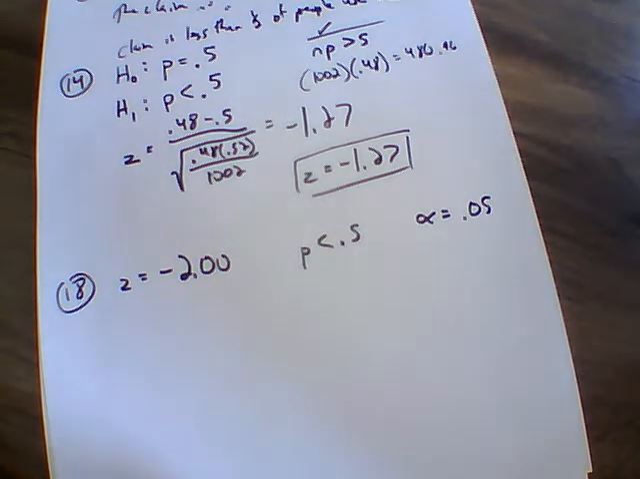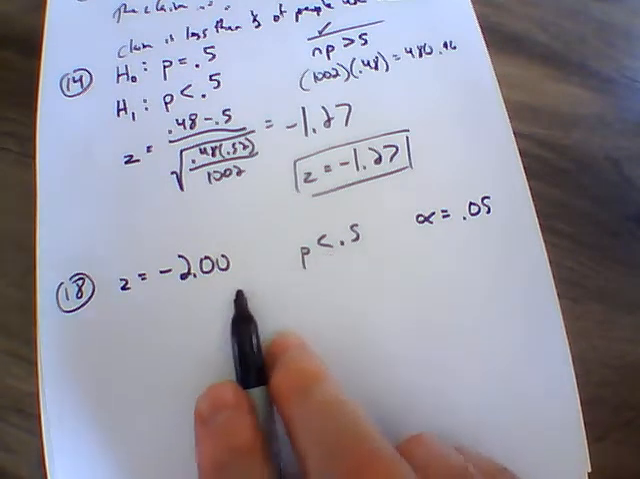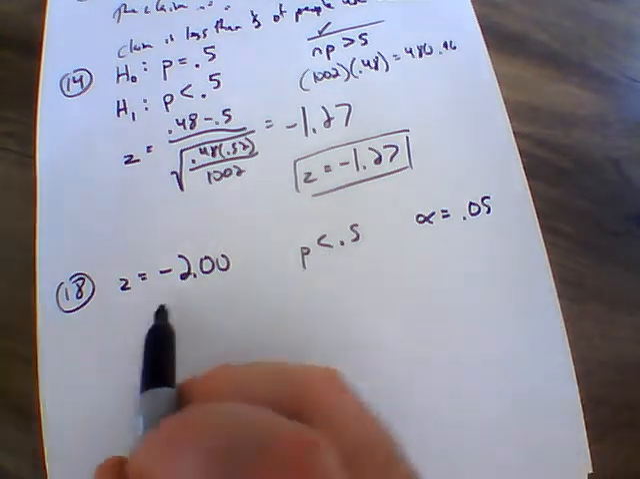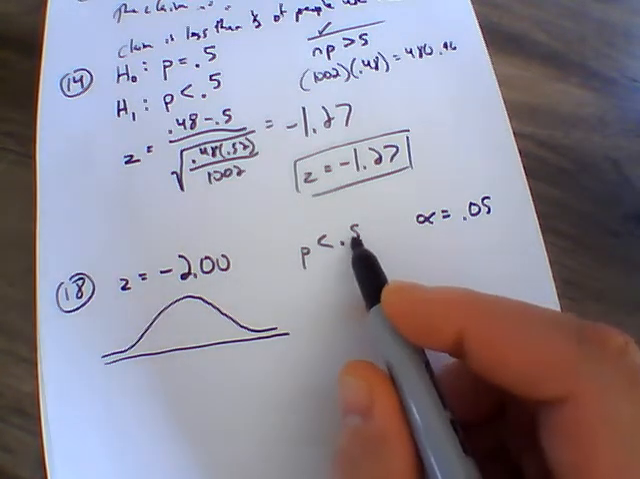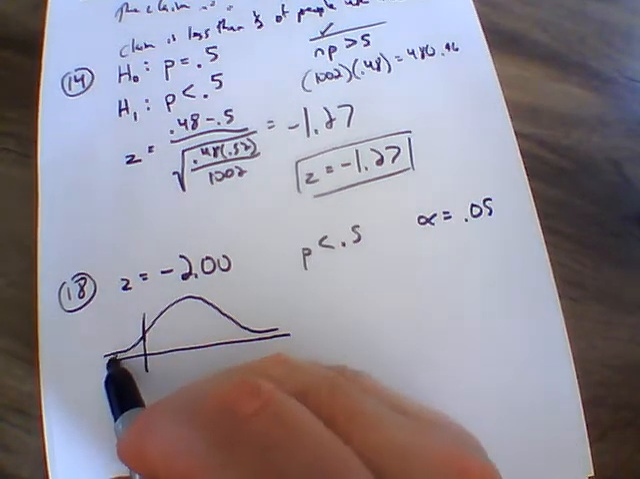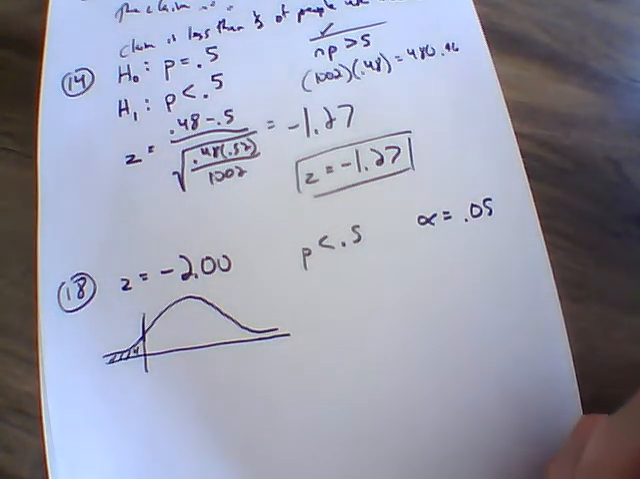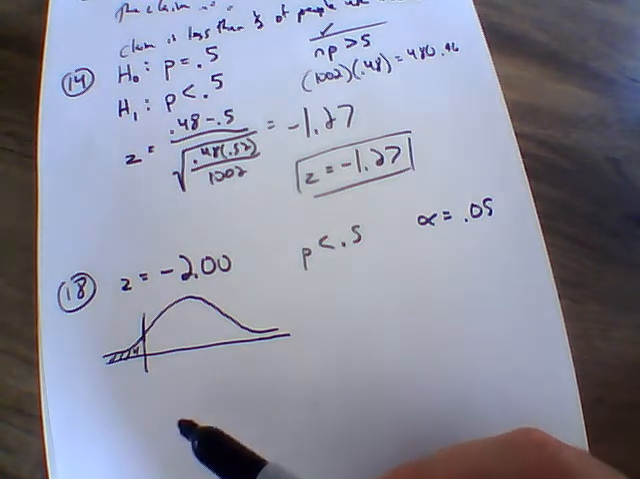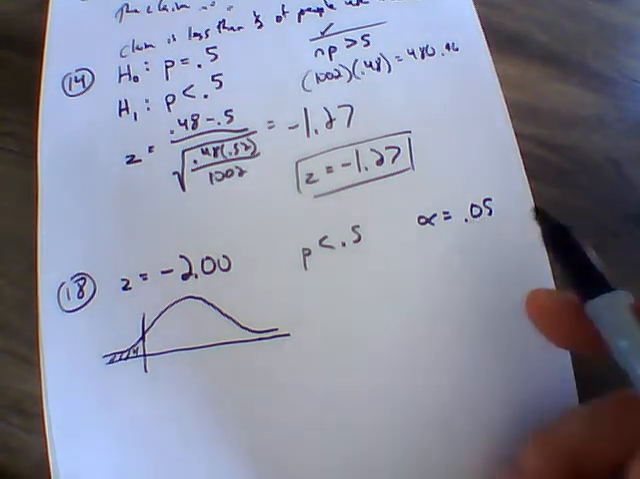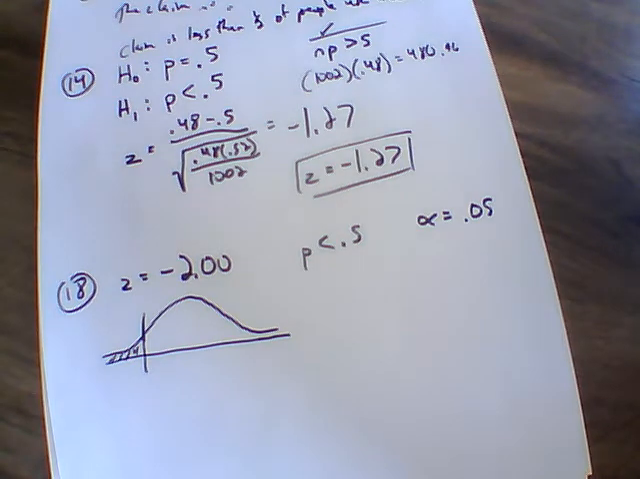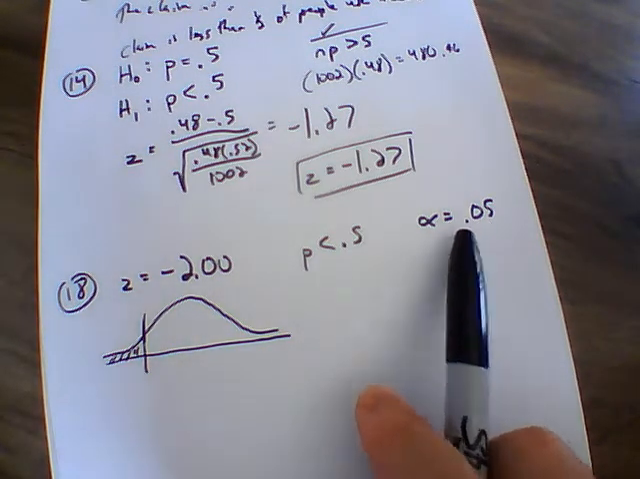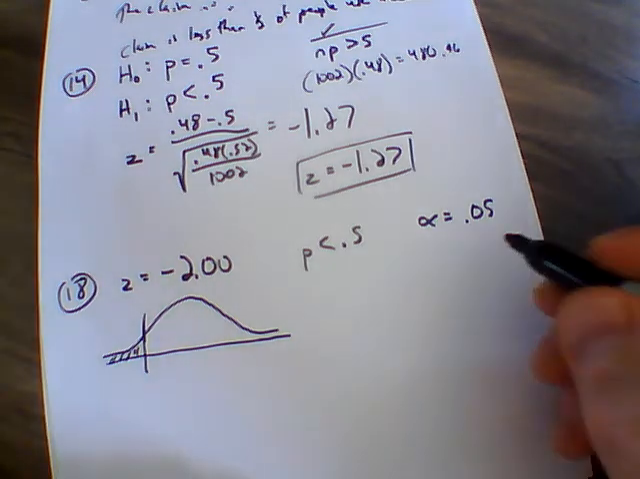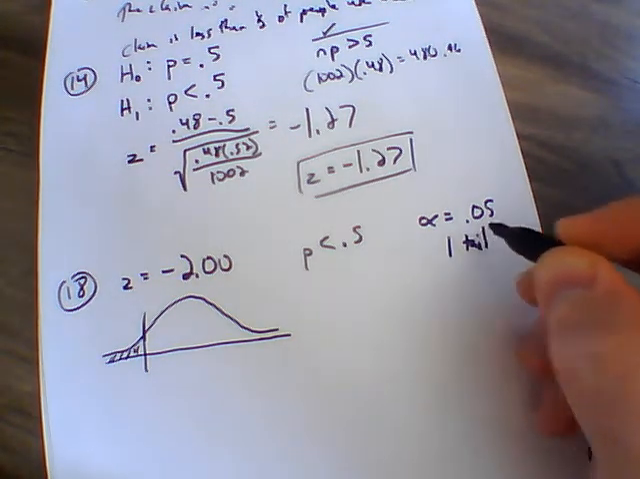As we look at this, first off, this is a left tail, because once again we're less than this. So we're looking at our normal curve, and we're stating that we're going to be less than this. Once again, they talk about our alpha equals 0.05. So alpha is 0.05, and this is a one tail.